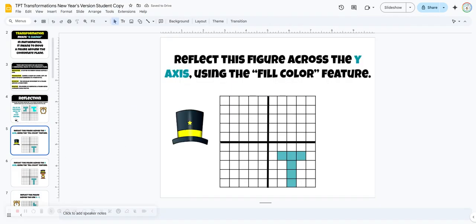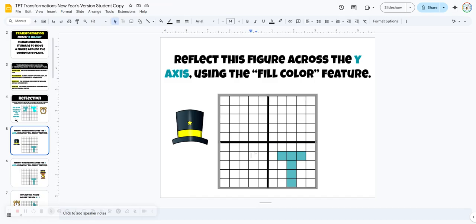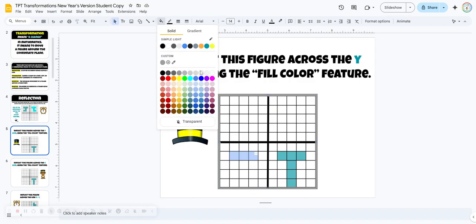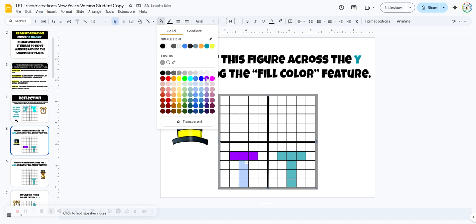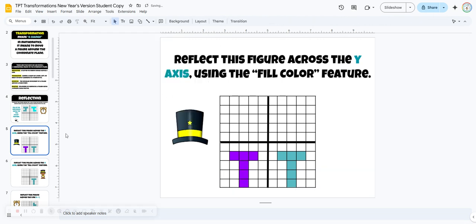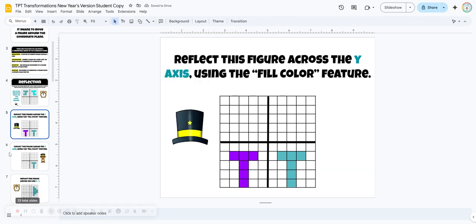Now the next one they're going to be reflecting again across the y-axis, but a different shape. So it has to be an equal distance from the y-axis and a mirror image. Again, you just highlight what they want to fill in, choose a color, any color they like, and they show their mirror image.